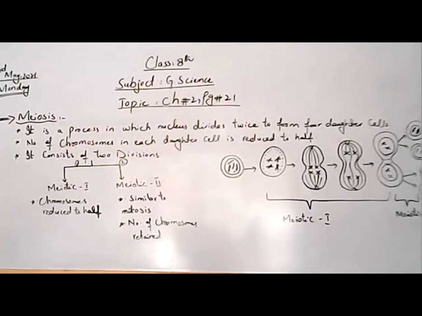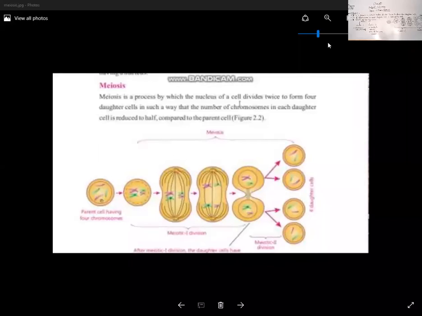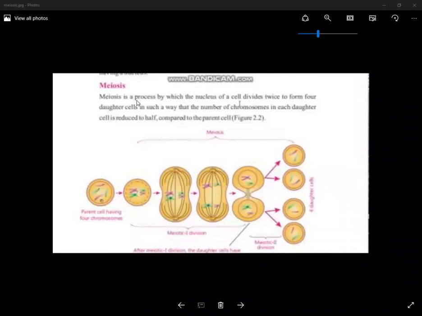Okay, now here is a diagram of meiosis. Meiosis is a process by which the nucleus of a cell divides to form 4 daughter cells in such a way that the number of chromosomes in each daughter cell is reduced to half compared to the parent cell.